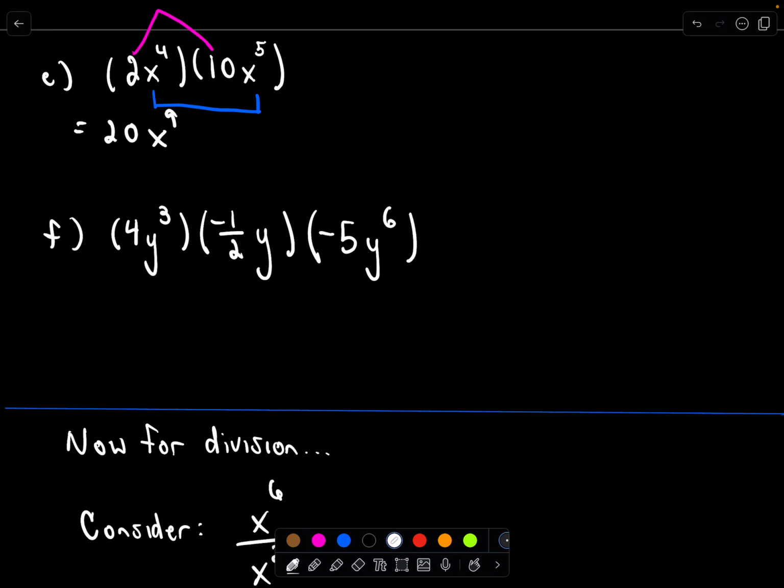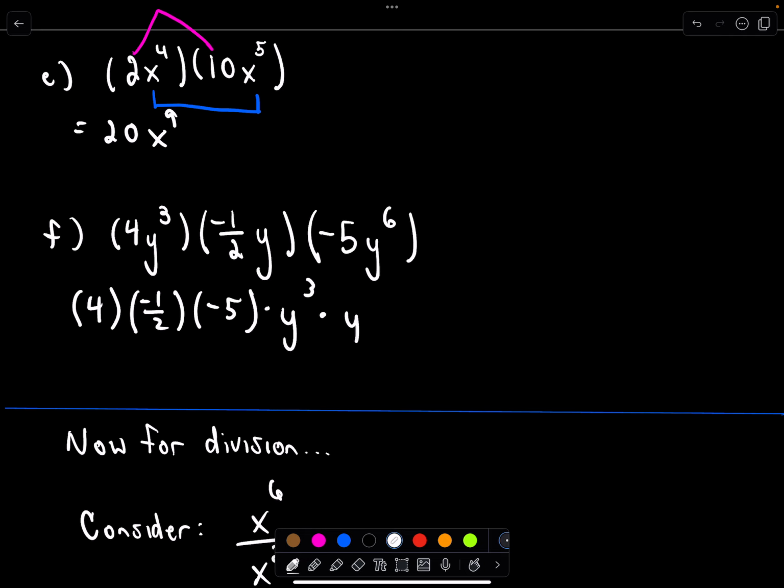Okay, let's do another one. Let's see. So we can take a couple steps here. So I'm going to take the 4 and multiply that by the negative 1/2 and multiply that by the negative 5. This is really what we're kind of doing. This is all multiplication. So we can multiply in any order we want. And then I would take my y to the 3rd times my y to the 6th. I would also have to multiply those together. So y to the 3rd times y to the 1st times y to the 6th.